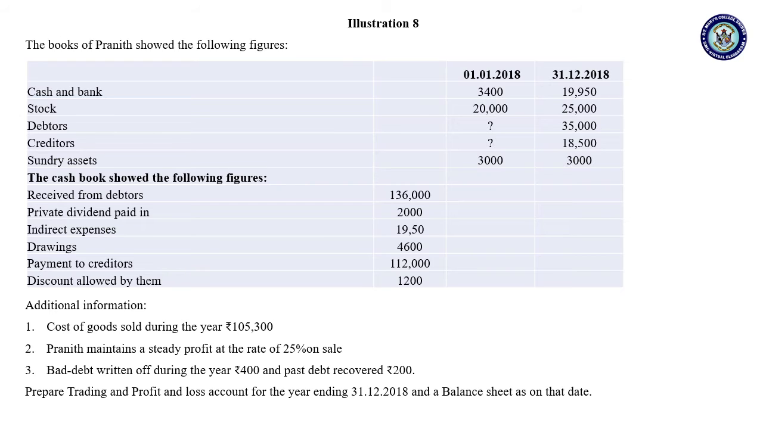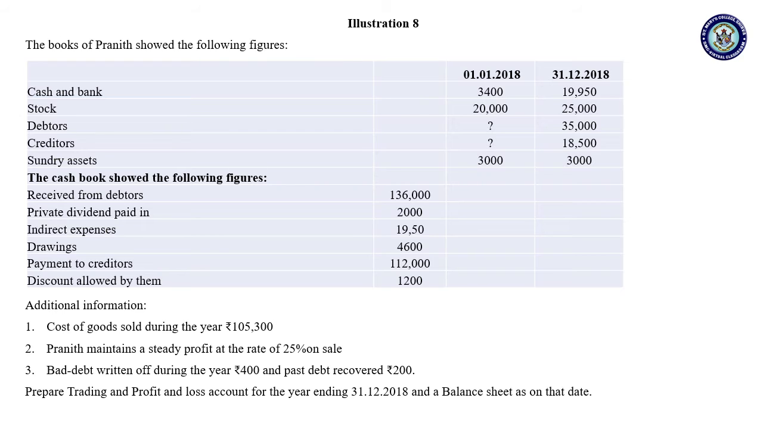Okay, now I'm skipping point number 1 as well as point number 2, because for point number 2 we need to calculate the sale value, that is, 1 and 2 are connected. That we'll discuss later, when we solve the problem. We'll move to the third point, bad debt written off during the year.